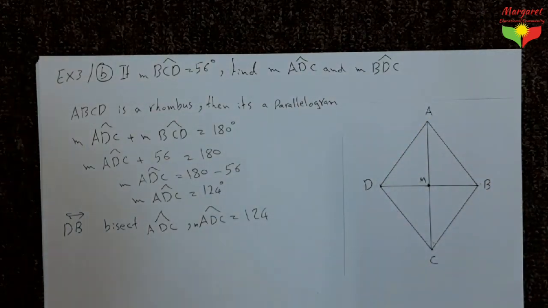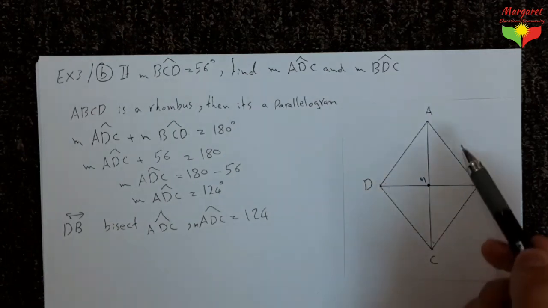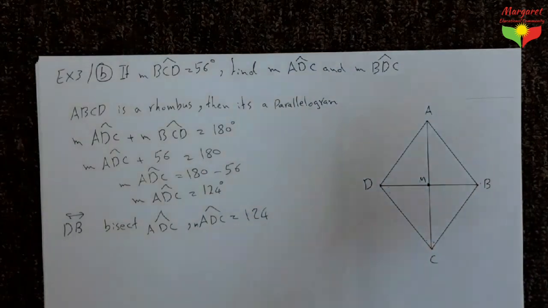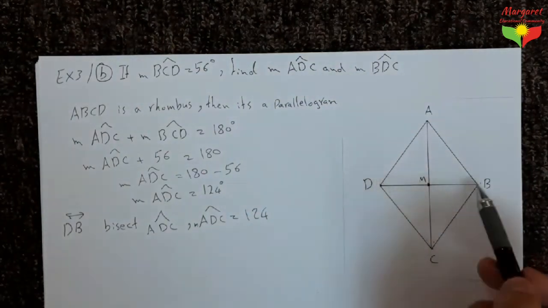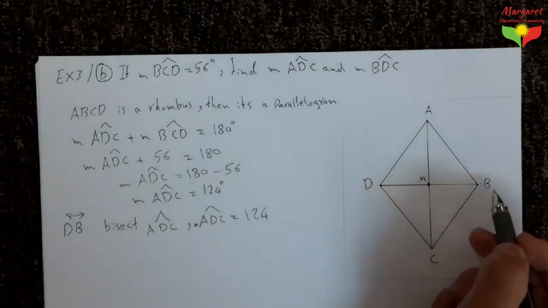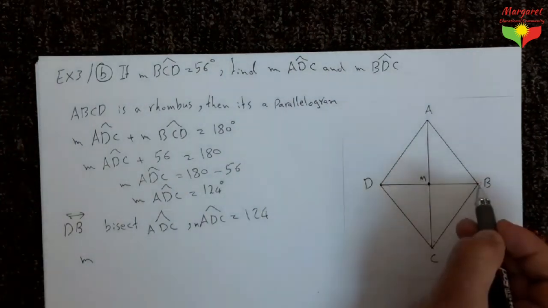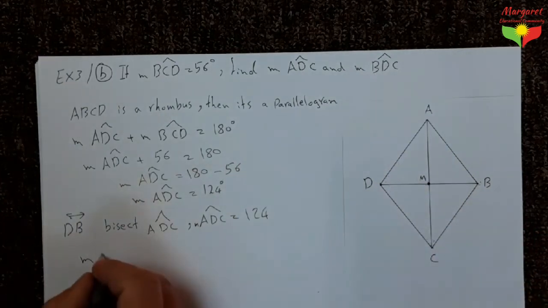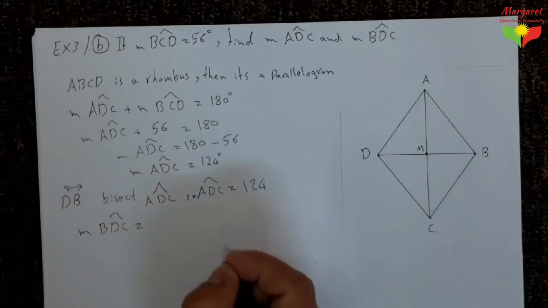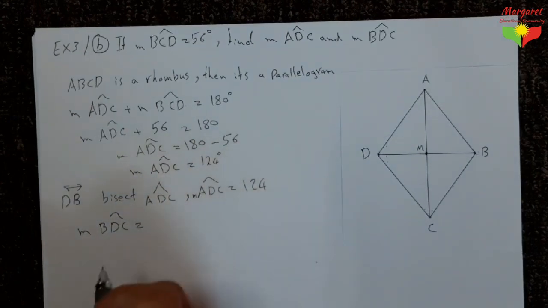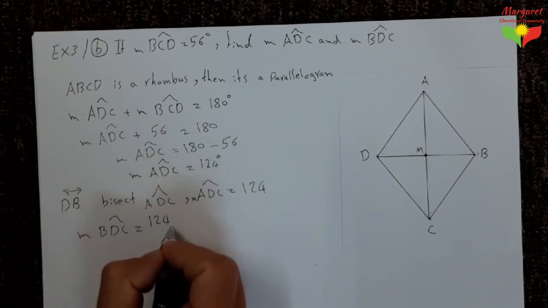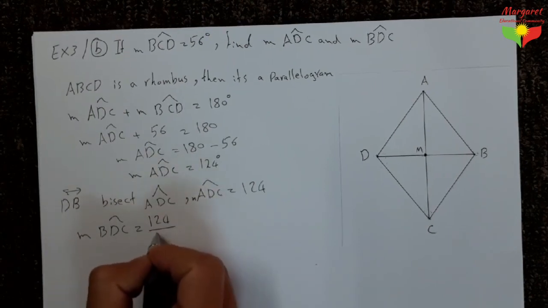So DB divide angle ADC to two congruent angle. So measure of angle BDC equal to measure of angle ADC divided by 2. So equal to 124 divided by 2 equal to 62 degree.